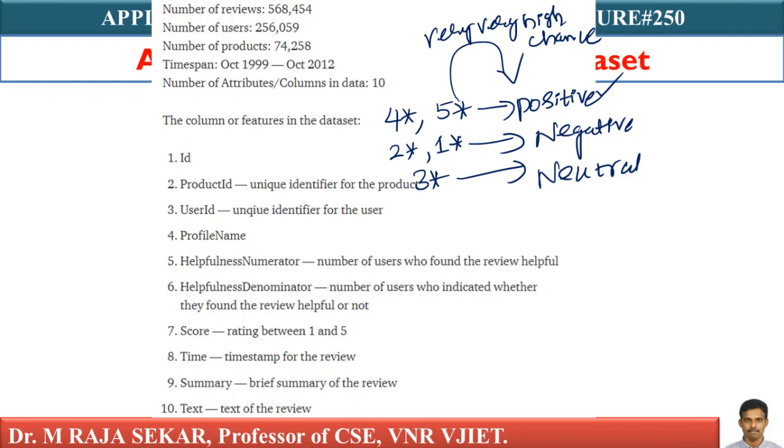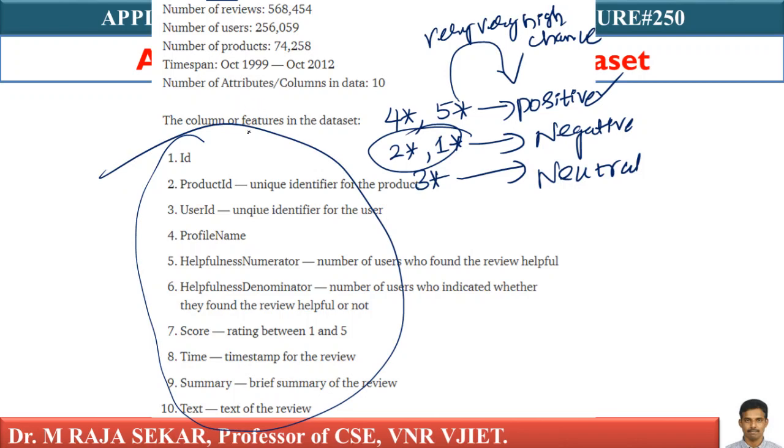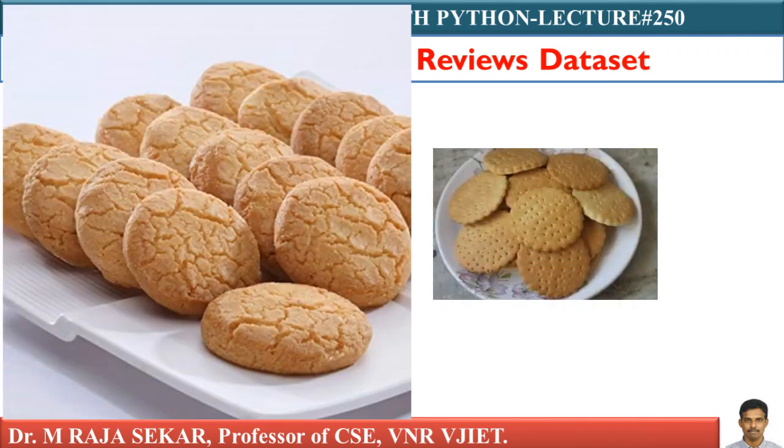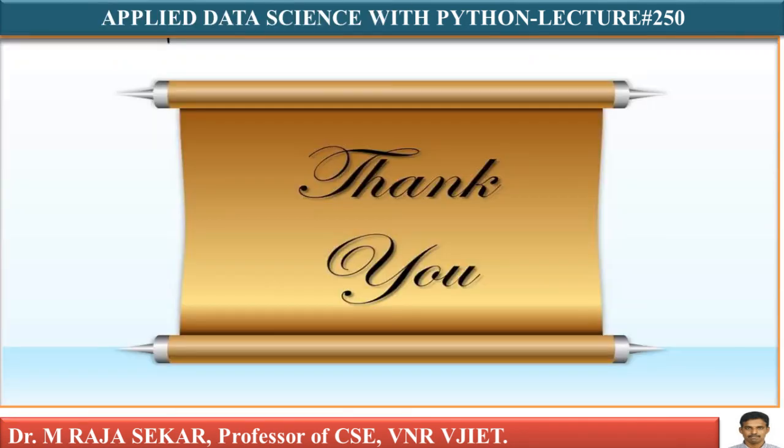But in our case, nobody gives us whether it is a positive review or negative review. If the rating is 2-star or 1-star, there is a very high chance that the review is negative. By using these 10 fields, by using this information, I must predict whether it is a positive review or negative review. We will try to understand how to do this in my next lecture, lecture number 251. Thank you very much.